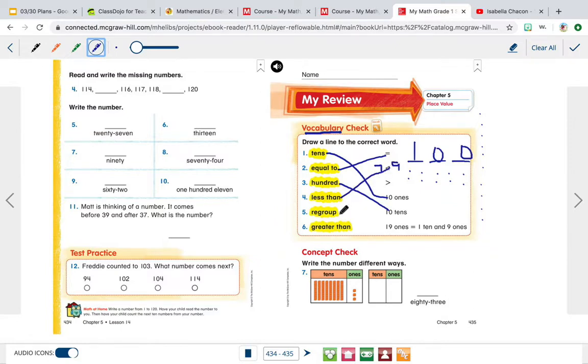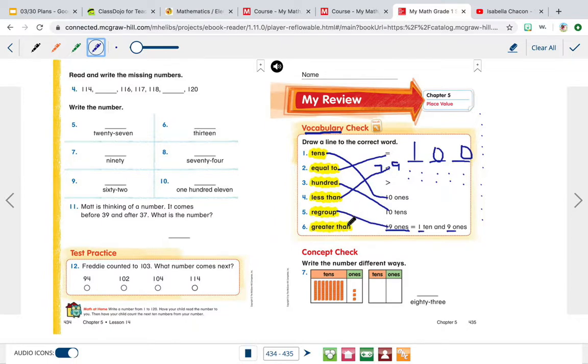Now regroup. Regroup means that we're taking one number and we're separating it, just like we did in our last lesson. We moved it around, so we broke it apart. You see how this has 19 ones? They separated the 1 into 1 ten, and they separated the 9 into 9 ones. That's called regrouping. So yes, we did learn about that.